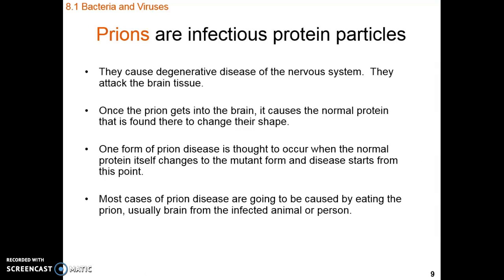And one form of prion disease is thought to occur when the normal protein can change all by itself, and the disease starts from that point. And these are the mad cow disease type infections.